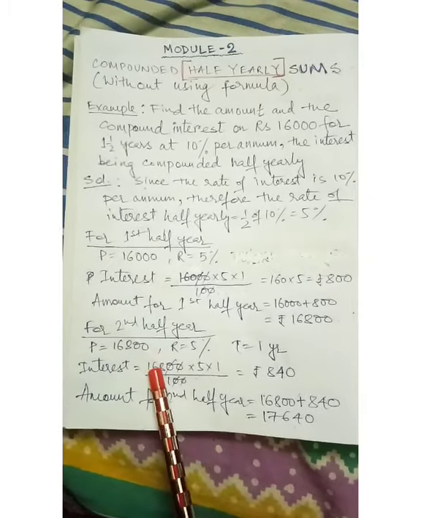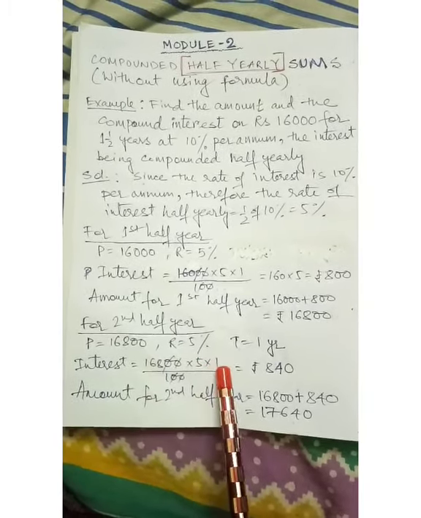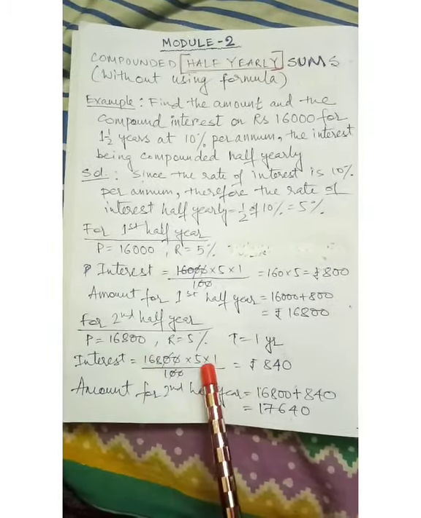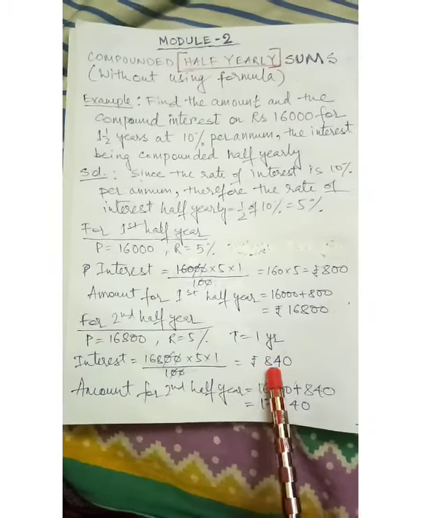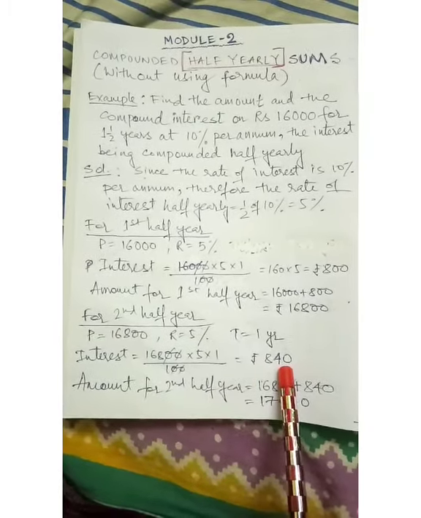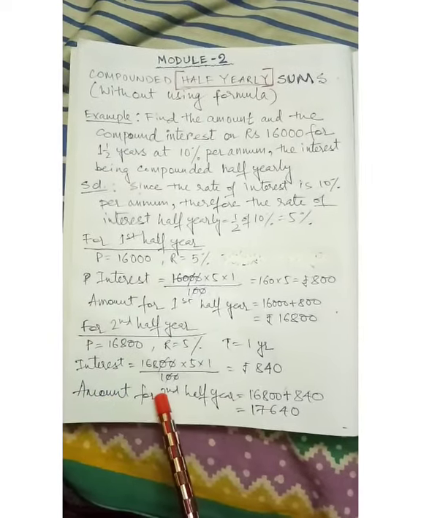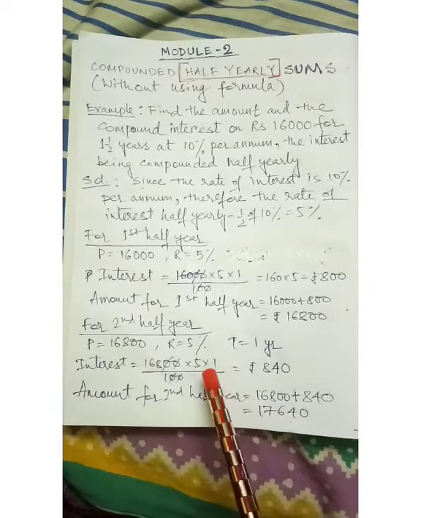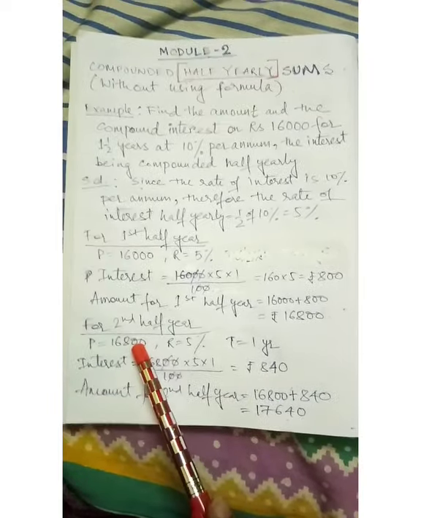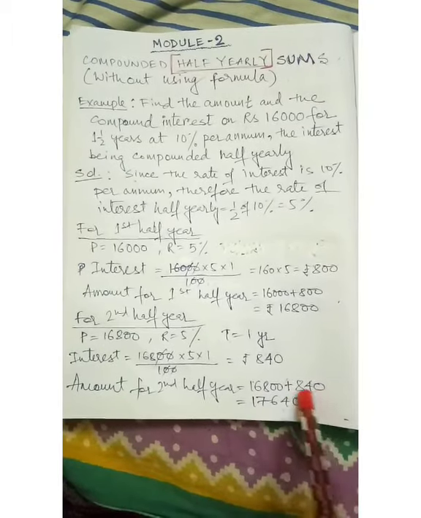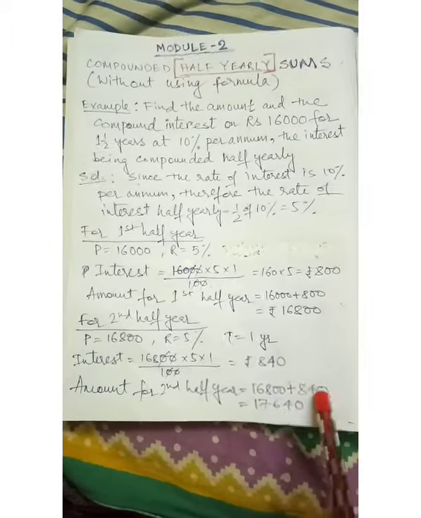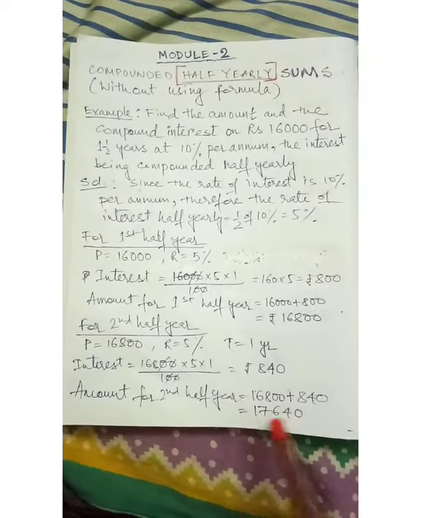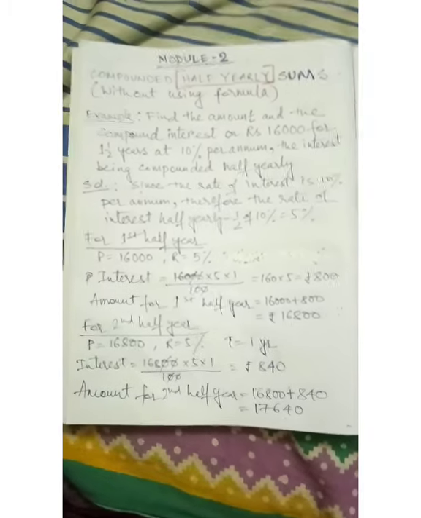I put in the value of P into R. R is 5, divided by 100. After cancelling out, 168 and 5 remain. 168 into 5 will be 840 rupees. Now the amount for the second half year: 16,800, which we got as the principal, plus the interest of the second half year, that is 840. After adding, we got 17,640 rupees.